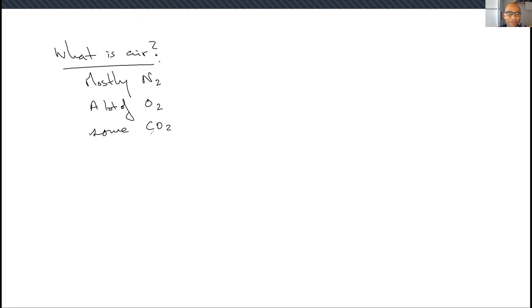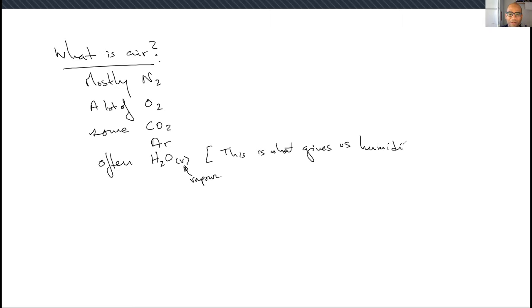There's usually some CO2, a little bit of argon, we could include more. Actually, there's often water vapor, H2O, or I'm going to put a little V, so this is H2O, V stands for vapor. Any air that's around us has some amount of water molecules floating about. This is what gives us humidity, the humidity ratio or specific humidity, or the relative humidity, which is what we get on the news reports.